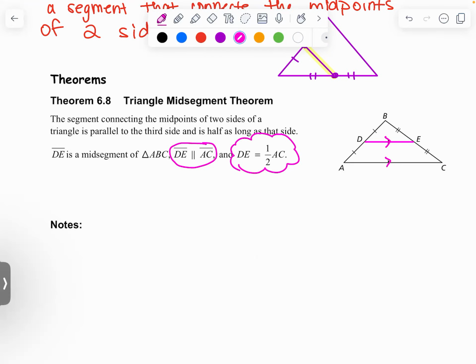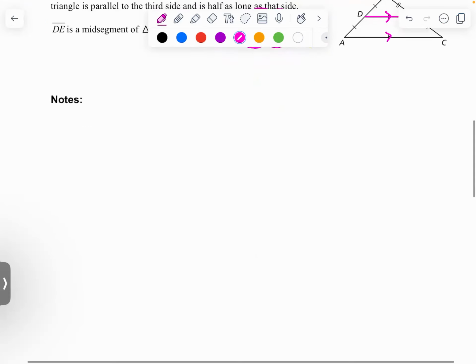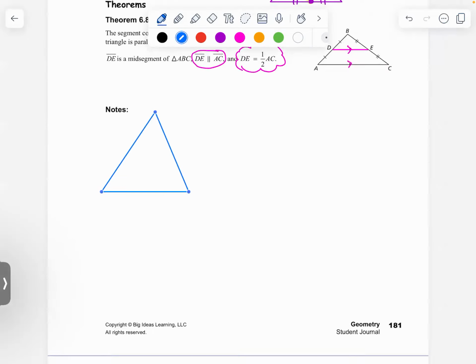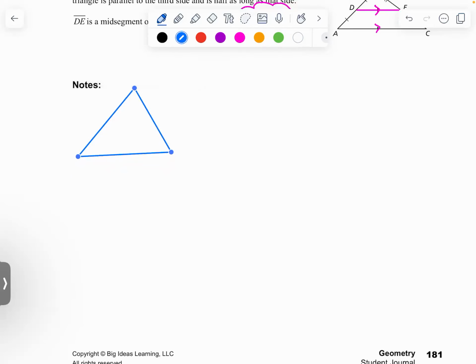Okay. So what I would like you to do is draw this picture right here. We're gonna draw a couple pictures, so draw it small. Okay. I want you to draw a mid segment, and I want you to label that mid segment like 5.